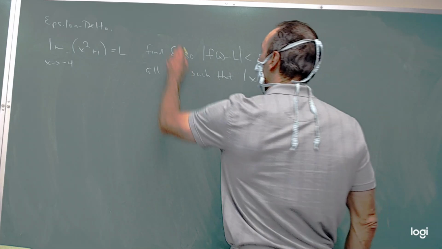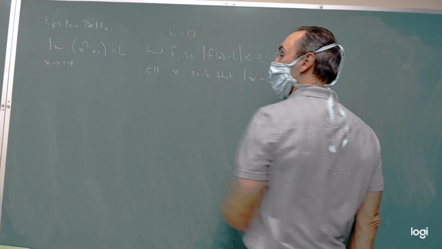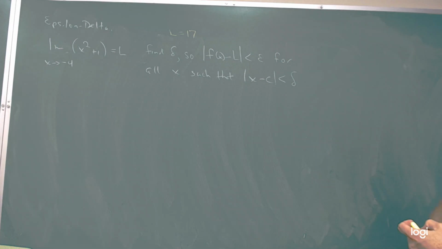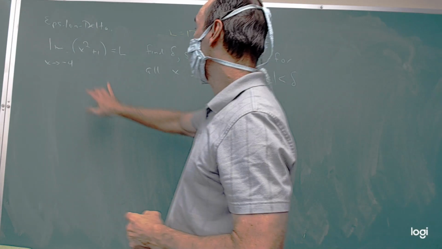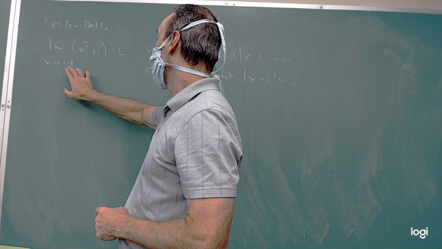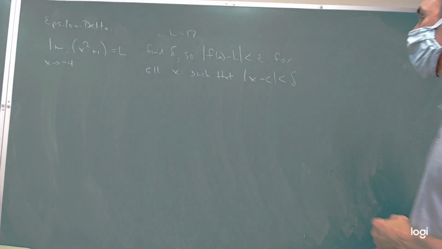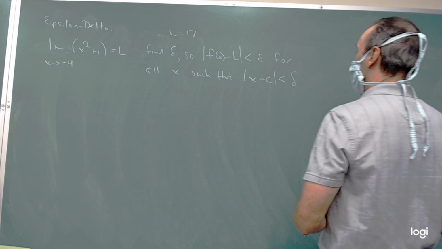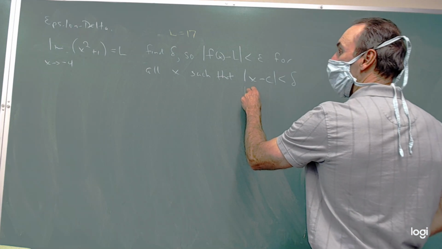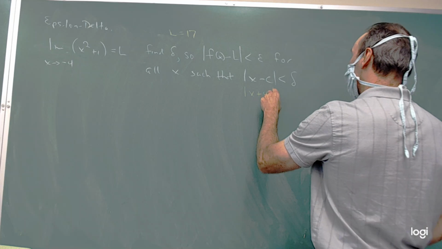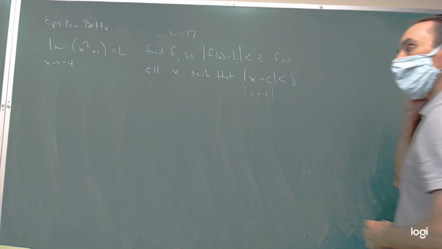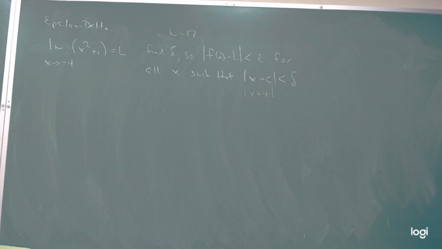Minus L. 17 for L. Wait, what? Oh, yeah. So your f of x is x squared plus 1. We just stick in the -4 for x. And the x minus c that we're going to try to aim for is an x plus 4.